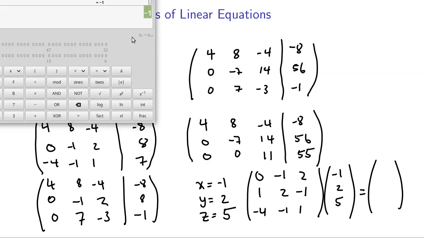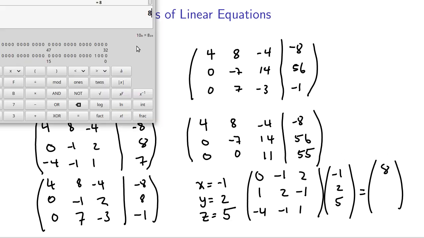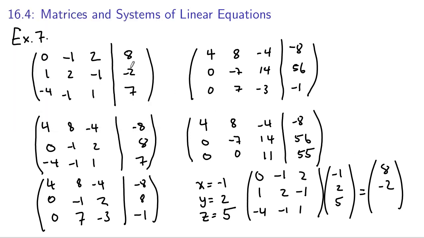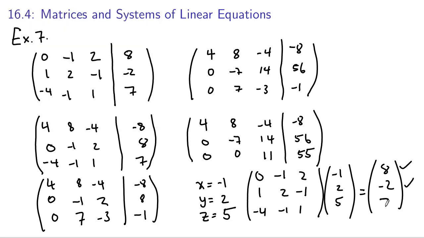So we have, and with a 0 we can forget about the first thing. Minus 1 times 2 is minus 2. Negative 2 plus 10 is 8. That matches, good. So far so good. 1 times negative 1, minus 1, plus 4, minus 5, is negative 2. Good. And this better be 7. Minus 4 times minus 1 is 4. Minus 2 plus 5 is 7. Checks out.